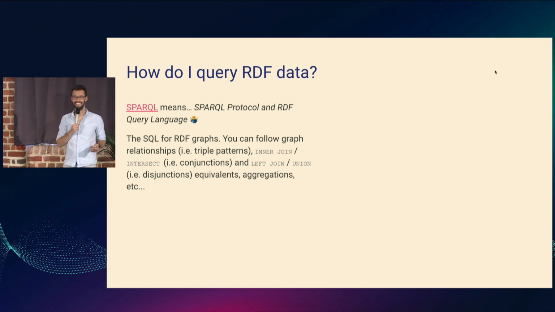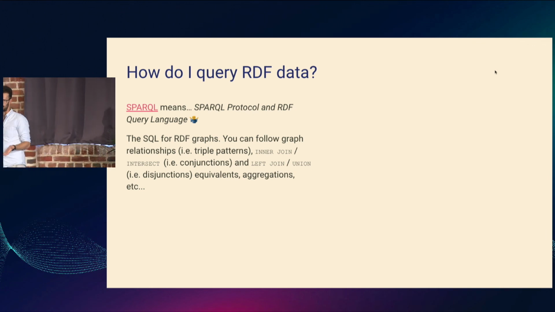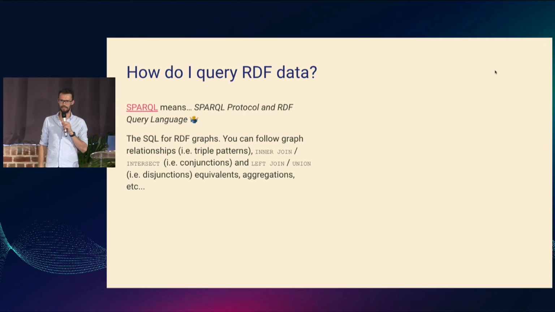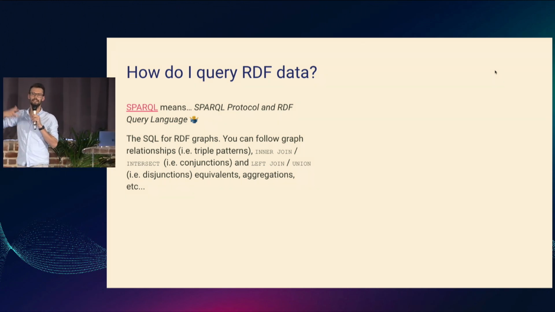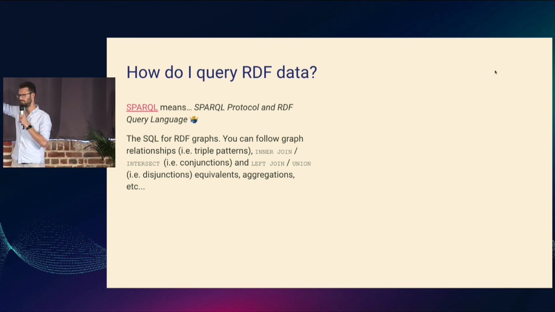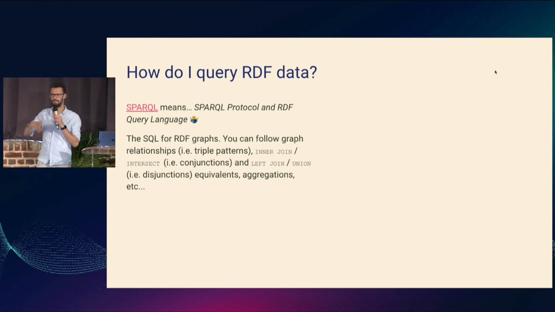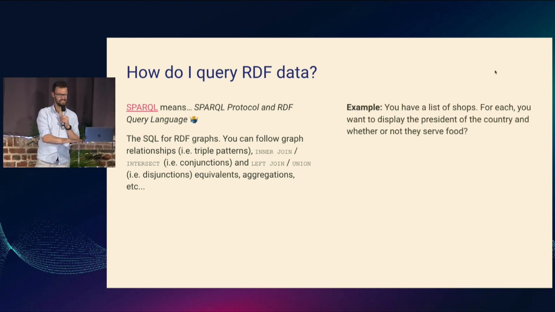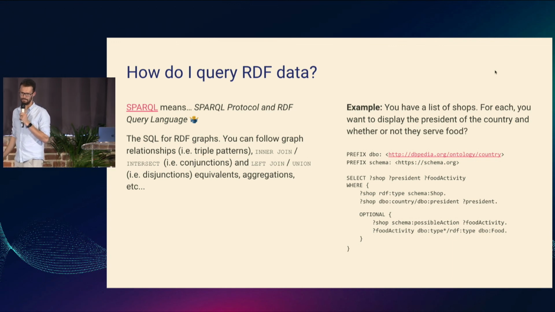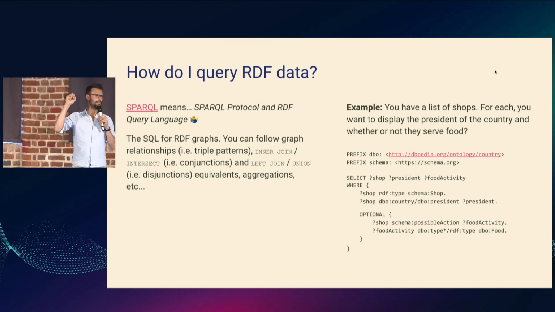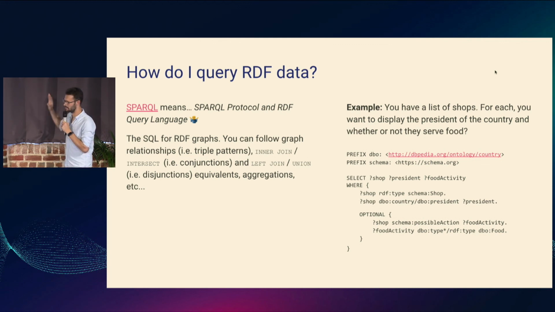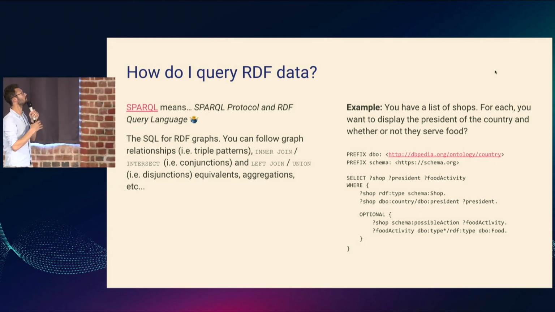Think of it as the SQL for graphs. You can do joins, wheres, aggregations, filters, whatever. And it enables you to query RDF data structures, whether they come from JSON-LD, Turtle or RDFa, it doesn't matter. It enables you to query these things and to follow graph relationships. Typically, in the example that we had before with the shops and the president and whether they serve food or not, a SPARQL query will look like that. It enables us to query this graph data and follow the relationships in a really simple way. First time, it's maybe a bit hard to grasp, but it's really simple.